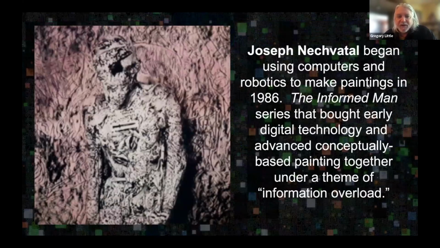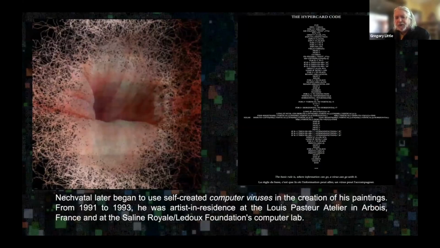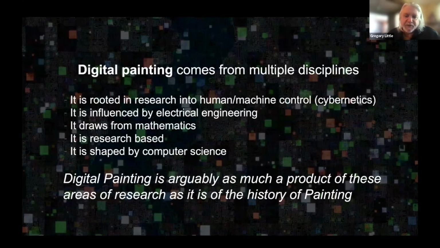Joseph Nekvatal is an artist whose work I first saw again in 1986, seemed to be a big year, at Brooke Alexander Gallery, I think it was in New York City. And he fascinated me because he was the first artist that I had seen who really took the underside of computing, the fear, the viruses, the cyberpunk nature and the information overload, and embedded that in his paintings. So that really interested me at the time.